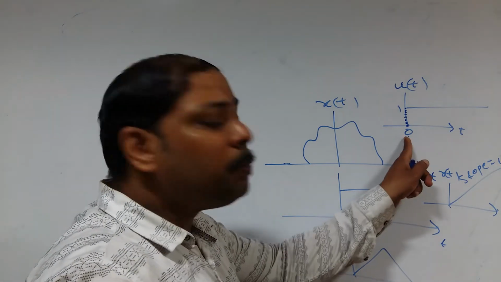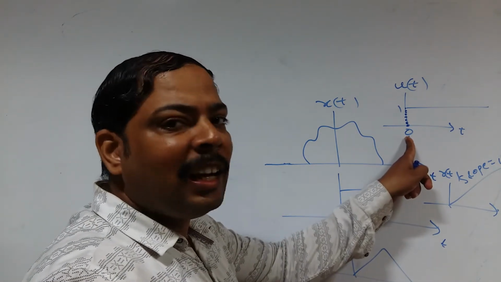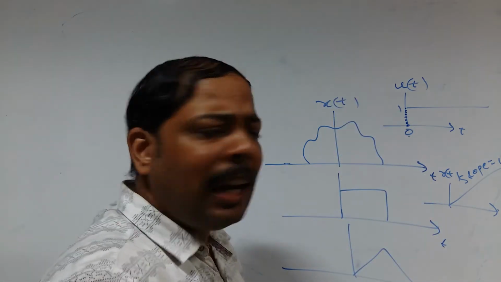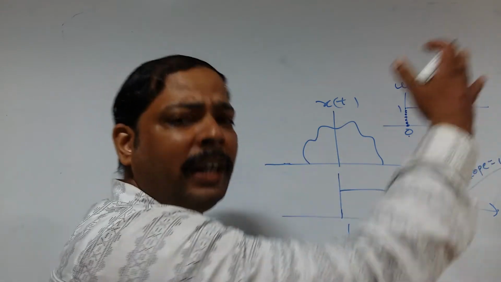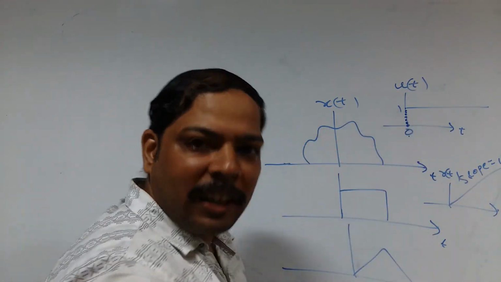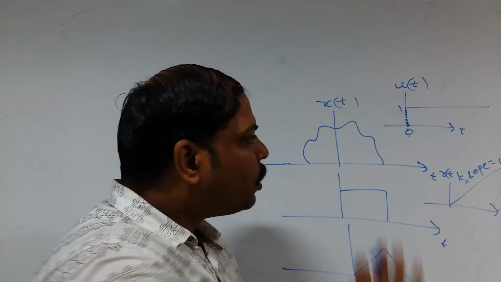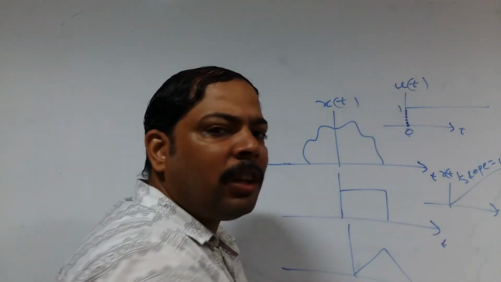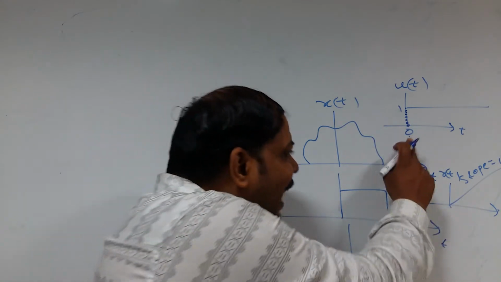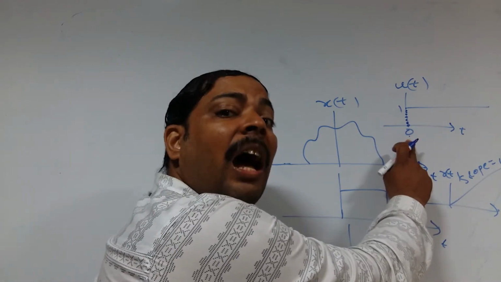So therefore at this particular time 0, the signal is not properly defined, but still you are saying this is a continuous time signal because at other points it is continuous. At this particular point it is not continuous. So though it is not actually a continuous time signal, we are assuming that it is a continuous time signal, and at the time t equal to 0 we are taking the average value.